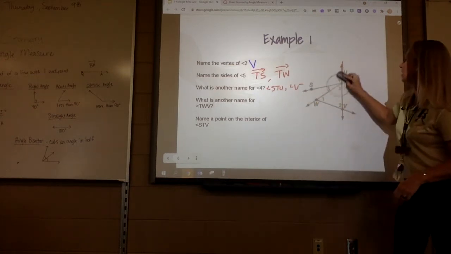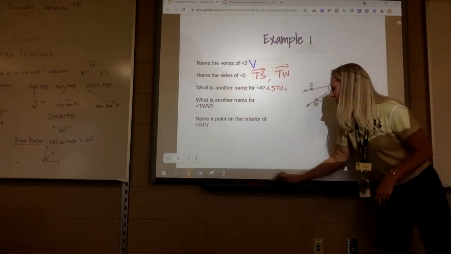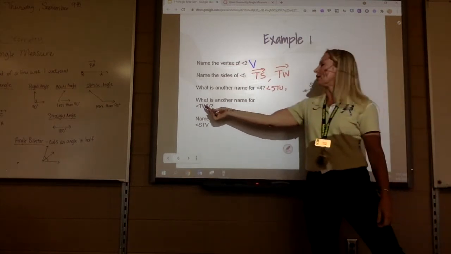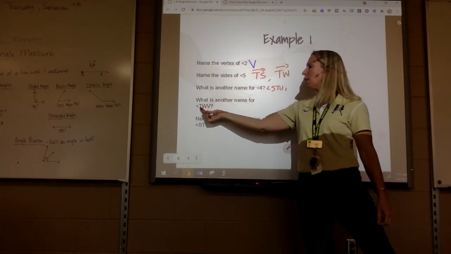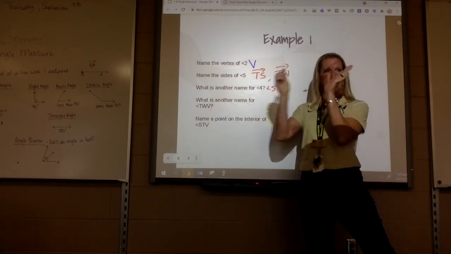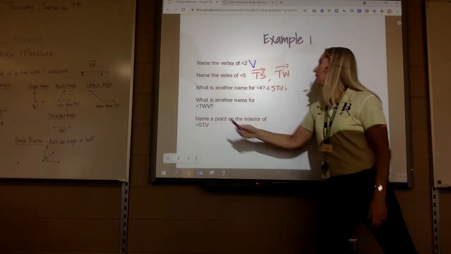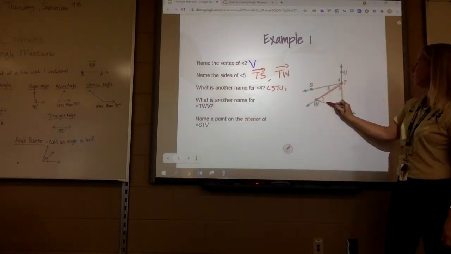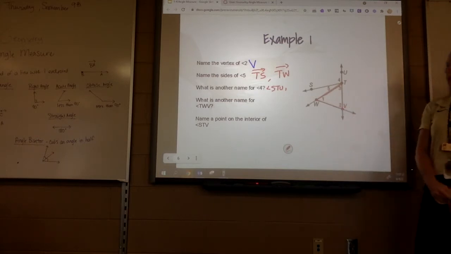Okay, what is another name for angle TWV? So another thing too, when you're looking at these angles, always follow the letters in order. The middle letter has to be the vertex every time. So TWV. What's another name for that angle?